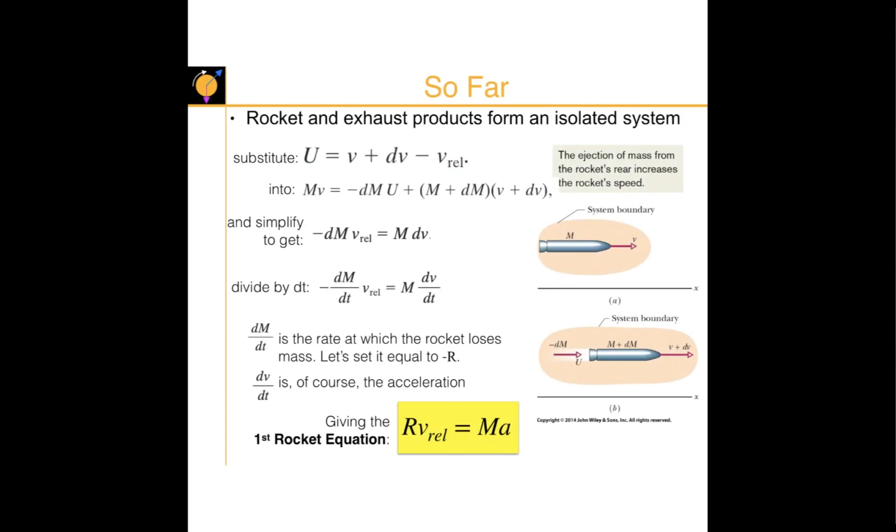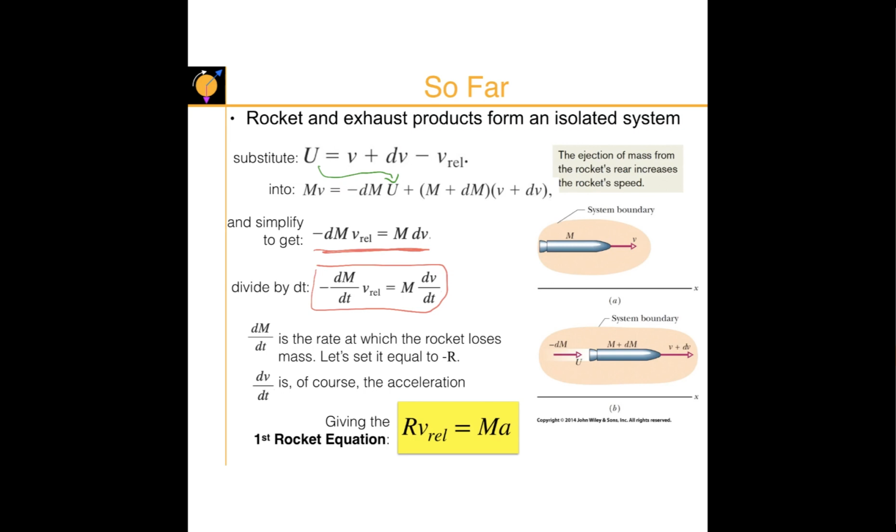If we substitute that into our conservation of momentum equation, so we're going to plug the u right into here and simplify a little bit. And after we simplify, we get this equation here. Minus dm v relative equals m dv. If we divide both sides by dt, we get this.